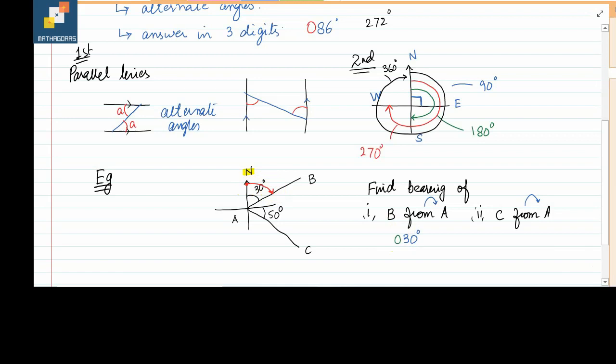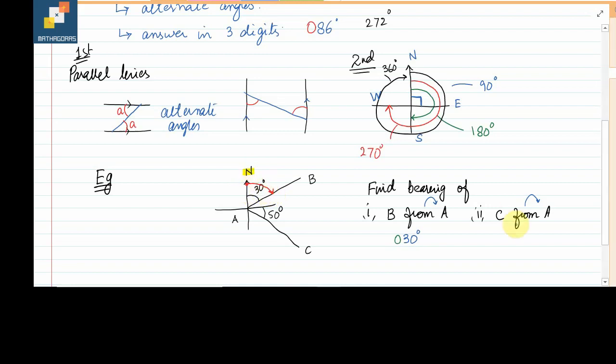That is your first part answer, right? So what is bearing? Bearing is an angle measurement. When we talk about angle measurement, we need a direction. The direction is clockwise. After that, we need a starting point. The starting point is north. So we measure the angle in a clockwise direction, starting from north. That is called bearing.